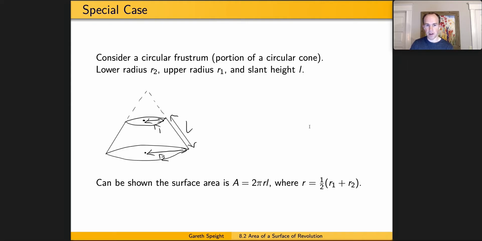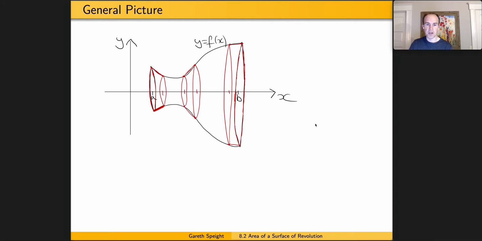So let's see how we can apply this. Right now, this does not seem to answer our problem at all. So here's a general picture. We have a function y equals f of x. We are rotating about the x-axis. This is the picture from two slides ago, except I drew some extra things on in red.